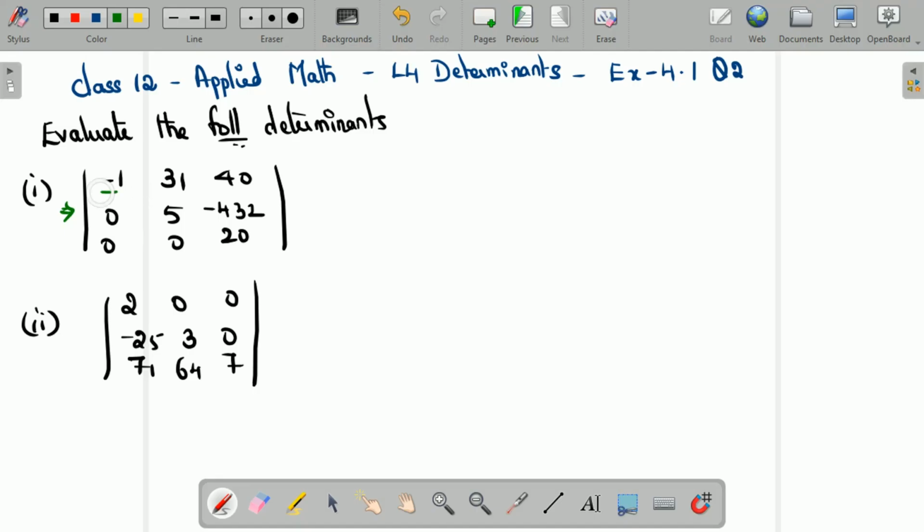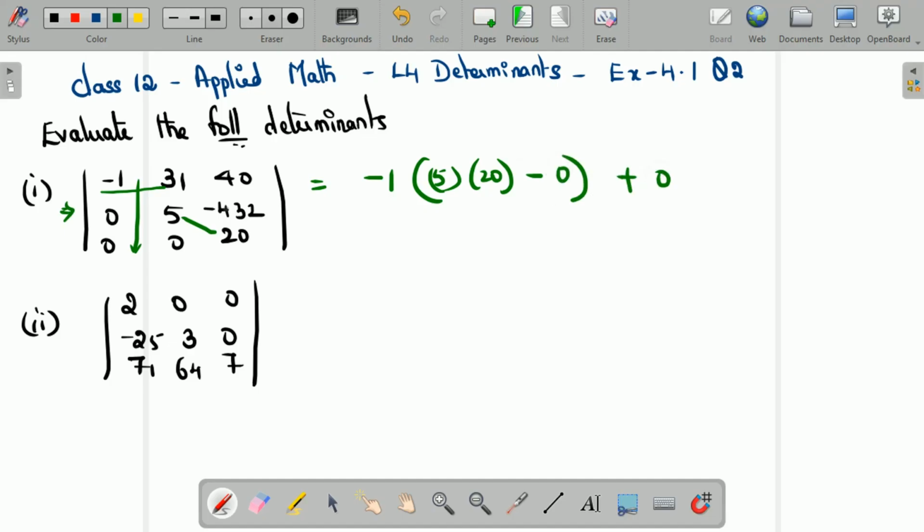See, either you can expand along the row or you can expand along the column. In this case, I'm opting to evaluate along this direction mainly because there are two zeros, so evaluation becomes easier. So let's see how to do it. Minus 1 into, I'm going to perform 5 into 2, so I'm writing that 5 into 20 minus of 0 into anything is going to be 0.